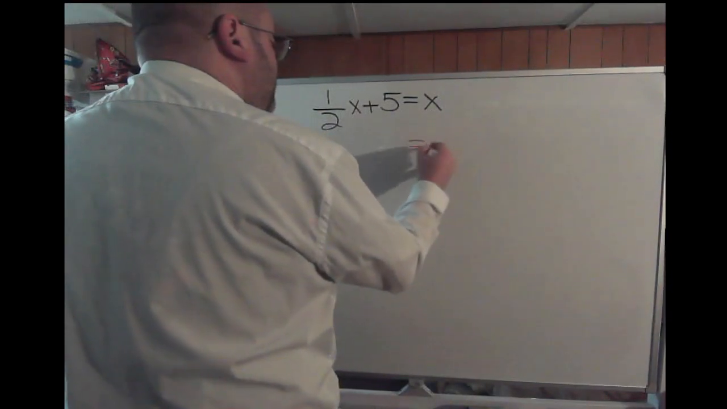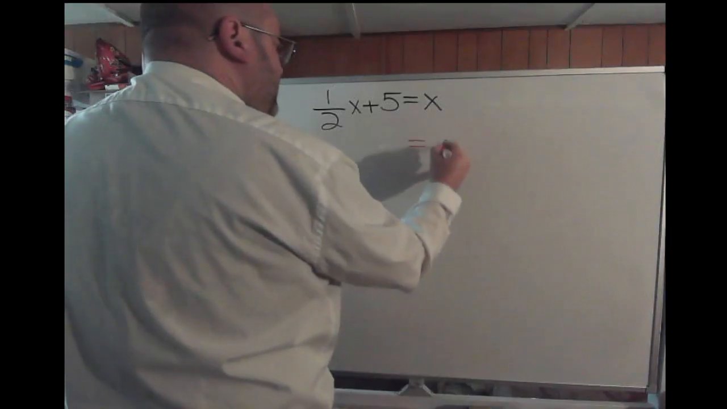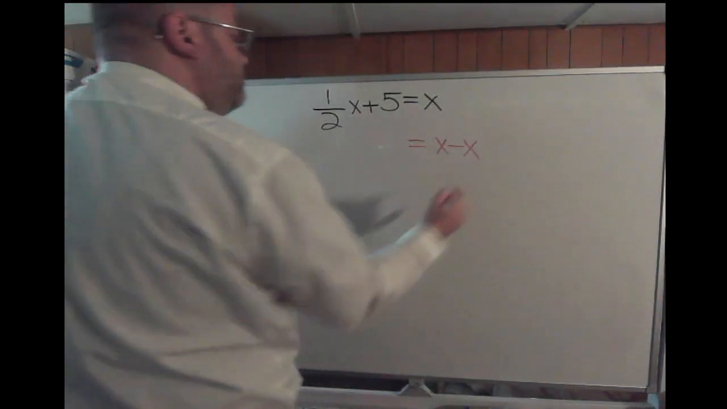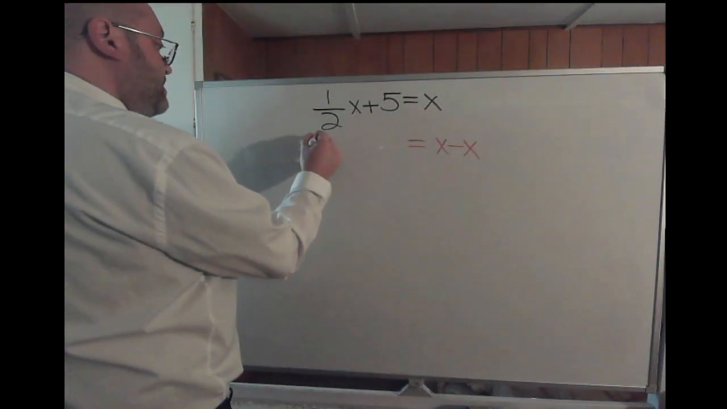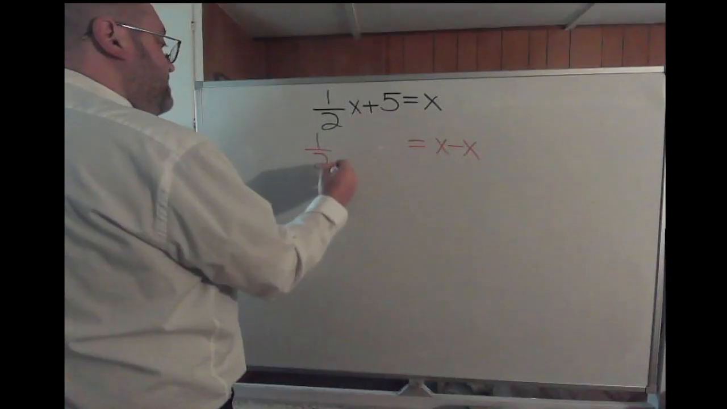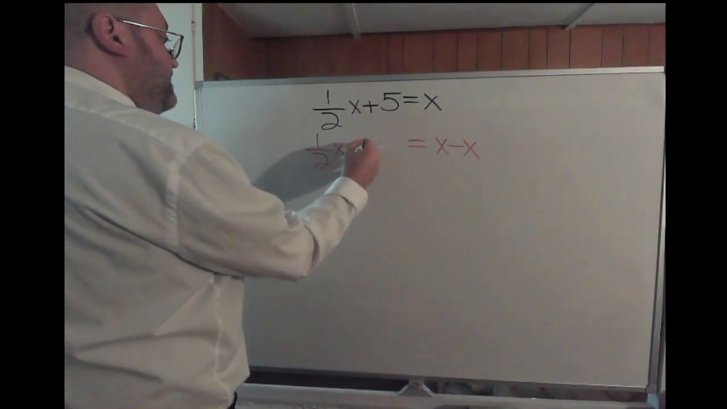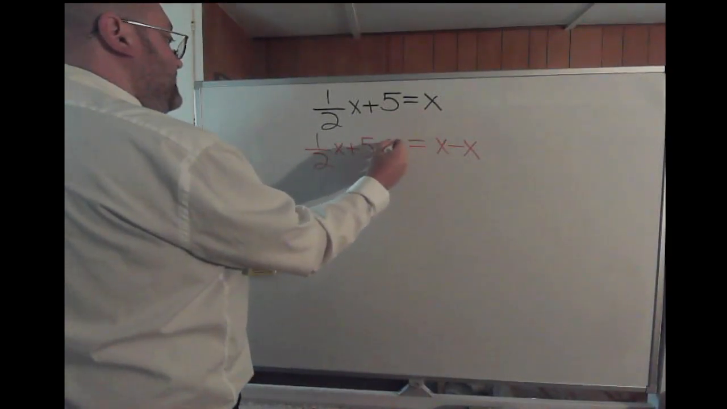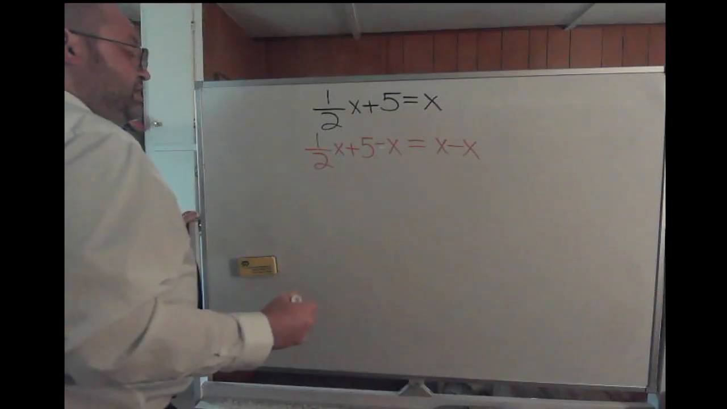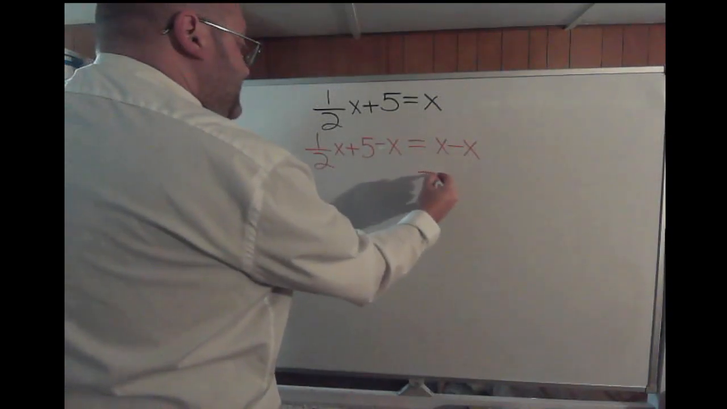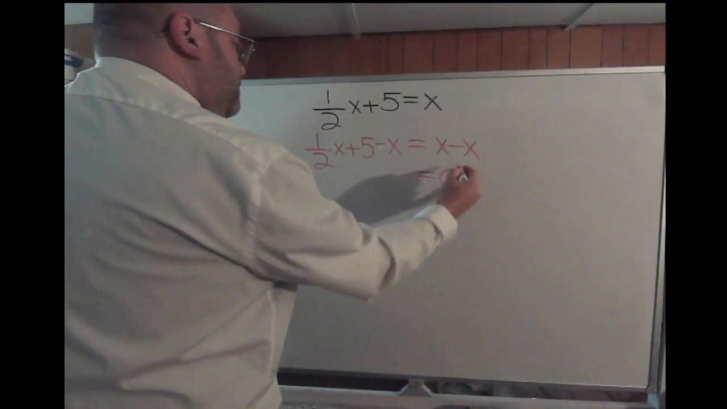So what you got to do, you're going to take your equation here. On the right side, you want to get rid of the variable, so you'll do x minus x, but what you do to one side, you got to do to the other. So you'll have 1/2 x plus 5 minus x. Alright, well the right hand side, x minus x equals 0.